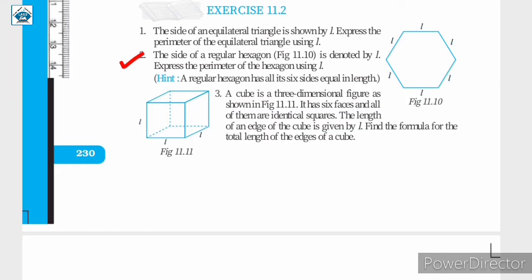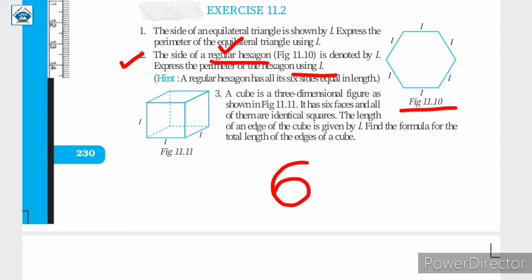The side of a regular hexagon as shown in figure 11.10 is denoted by L. Express the perimeter of the hexagon using L. So now this question is similar to question number 1. We are given the side of a regular hexagon. We know that a hexagon is a polygon having 6 sides, and here regular hexagon means all those 6 sides are equal to each other.